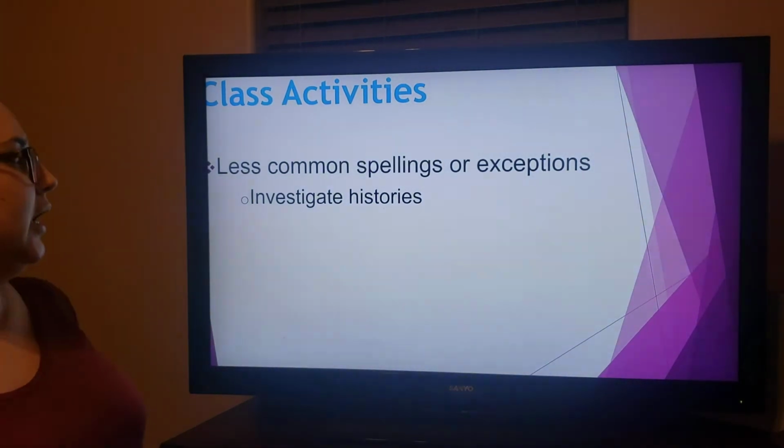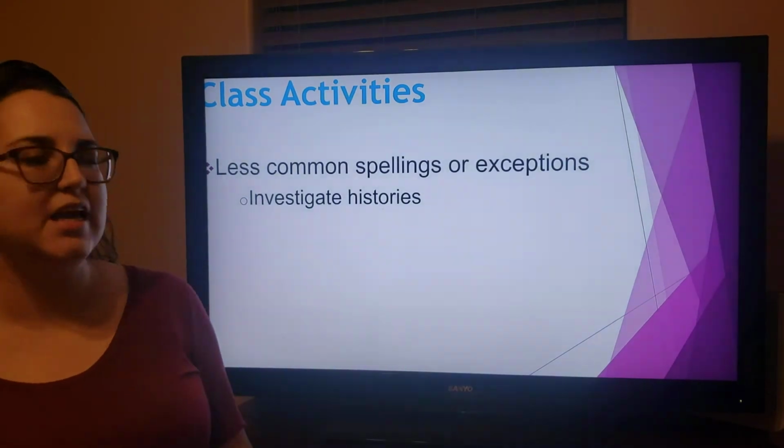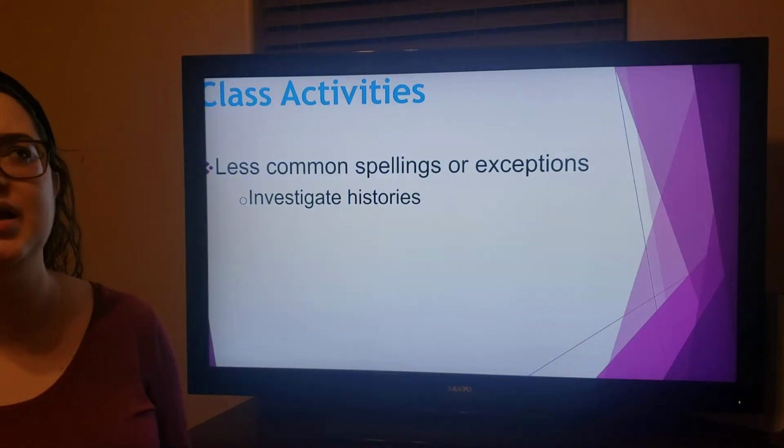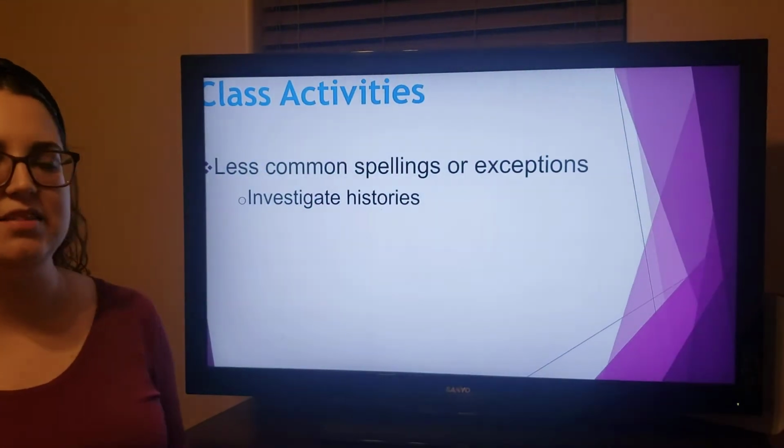Another one is really the same thing, right? Investigating the history. So here they're not being asked to memorize words, instead they're being asked to investigate them.